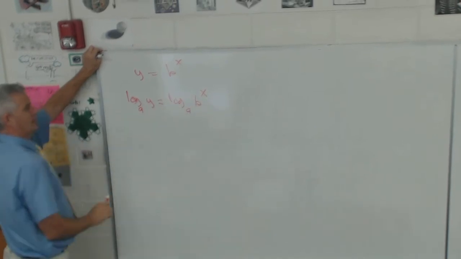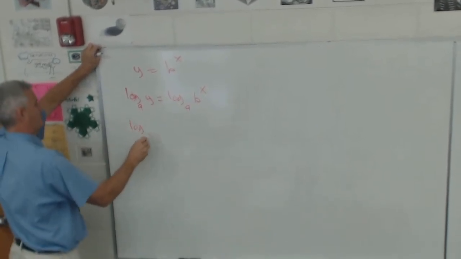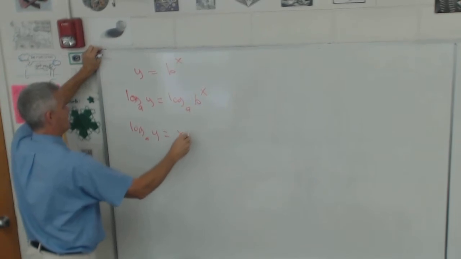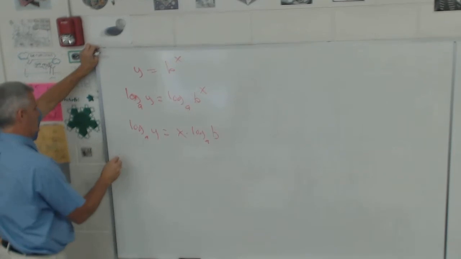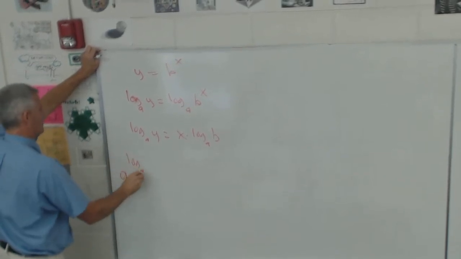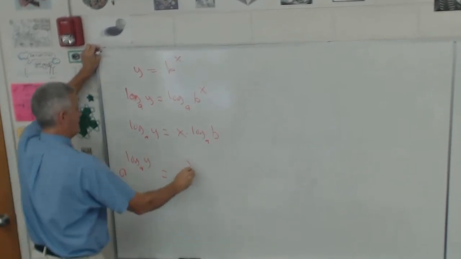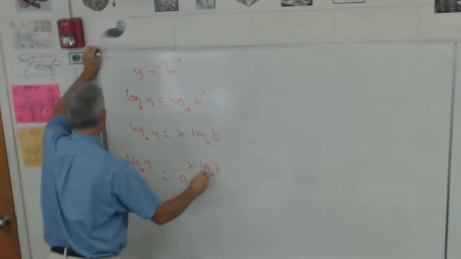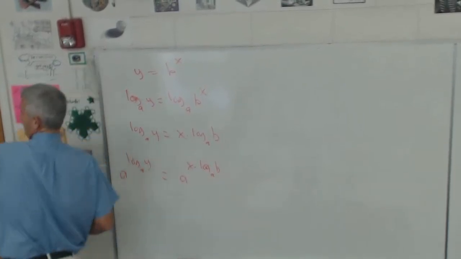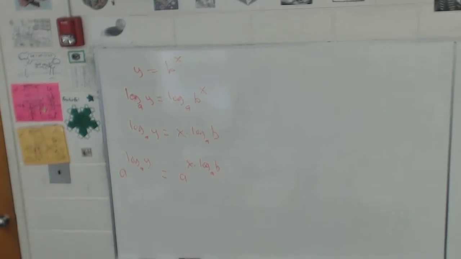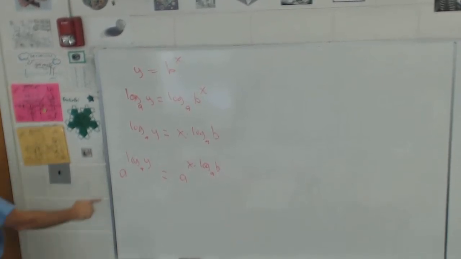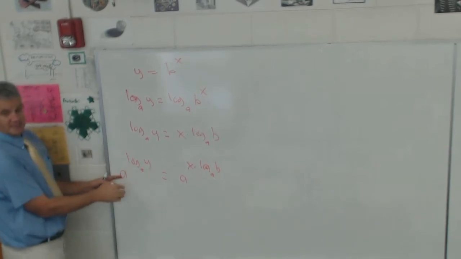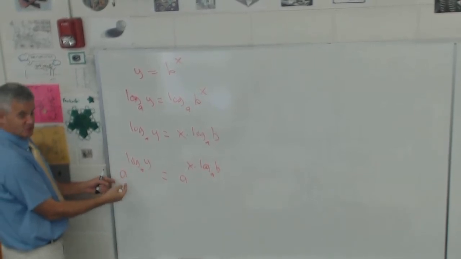Okay. So this comes down in front now, right? Log base a of y is x times the log base a of b. And now I go a raised to log base a of y is a raised to x log base a of b. And I didn't do this right. This is wrong. This should have been not ln b, but log base a of b. And you can see it right here. Because what's a raised to log base a of y? This is saying y. Yeah, the answer is y.